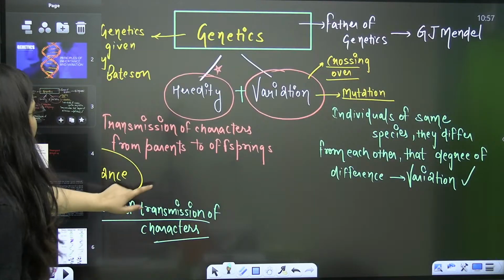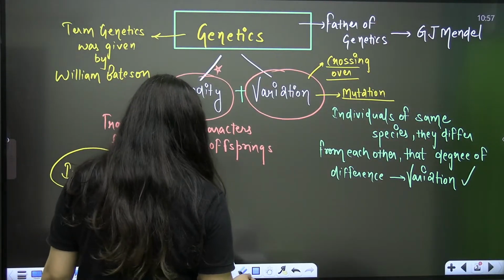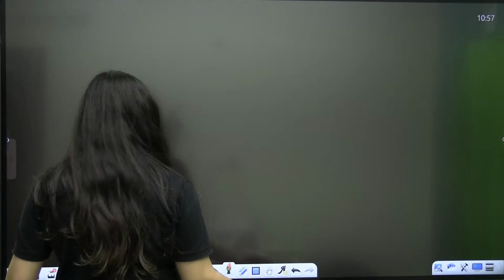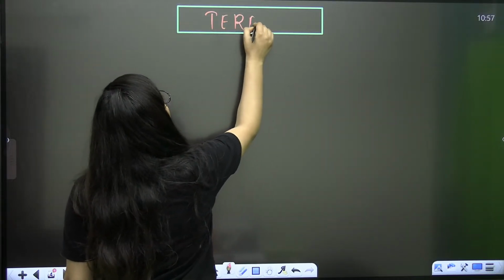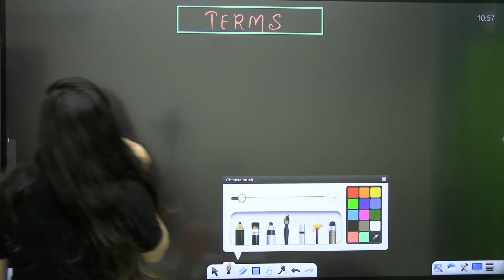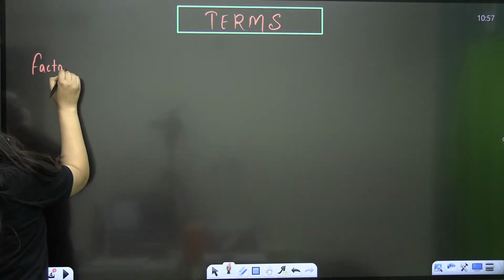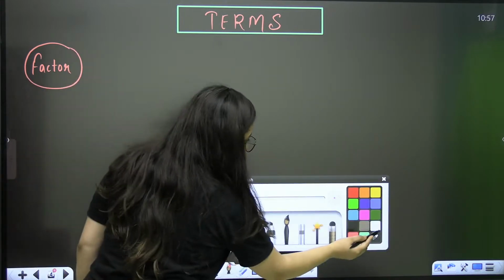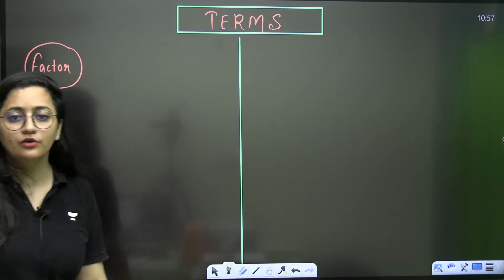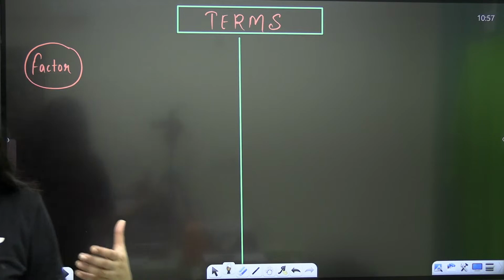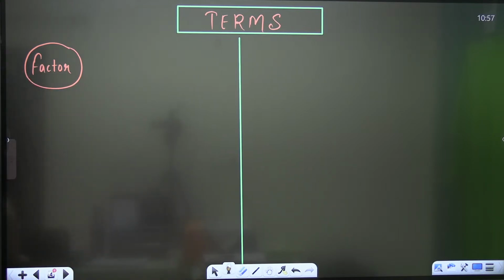Done? So now let's understand a few terms, and then we will start from NCERT. These are the terms that you need to understand if you actually want to master this chapter. So the first thing is the gene, or let's start with the factor. We are going to discuss the terms related to genetics, and the first thing I'm asking here is: what is the meaning of the factor? Do you know about this factor?